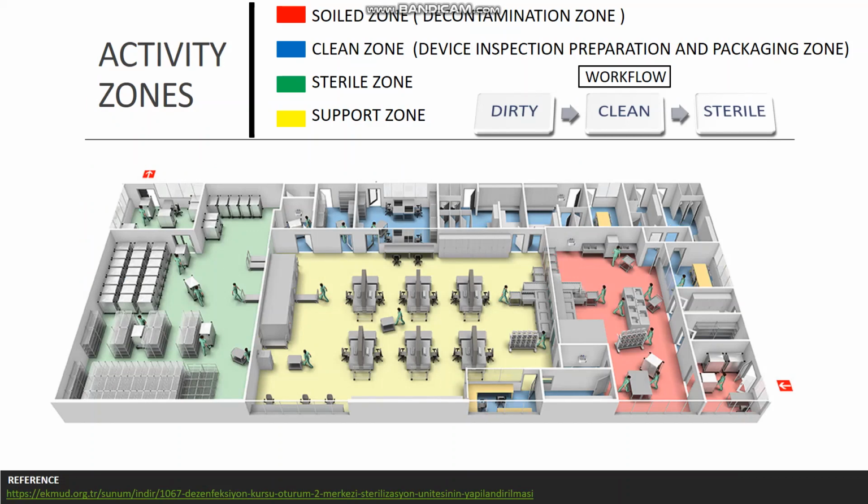Activity zones. Red color refers to soil zone, meaning decontamination zone. Blue color refers to a clean zone, meaning device inspection, preparation, and packaging zone. Green color refers to sterile zone, and yellow color refers to support zone.